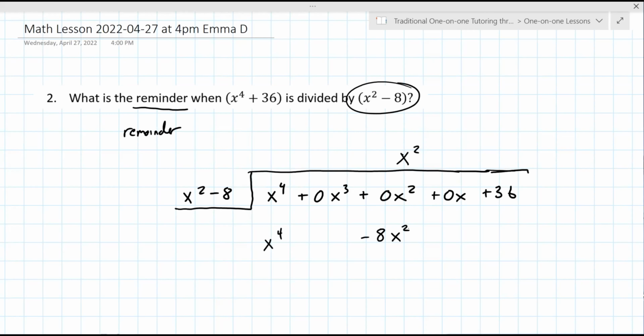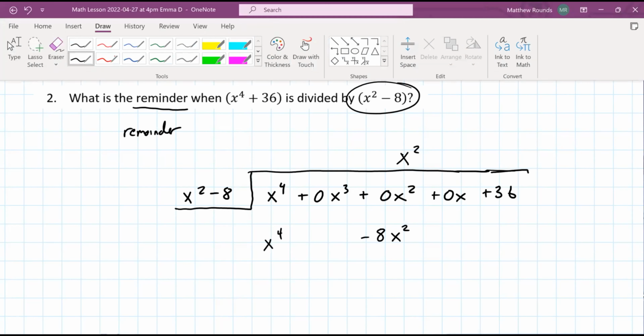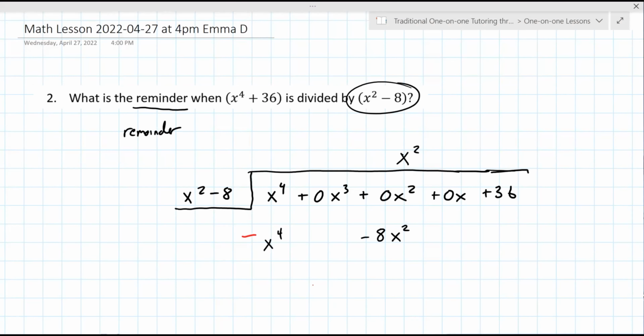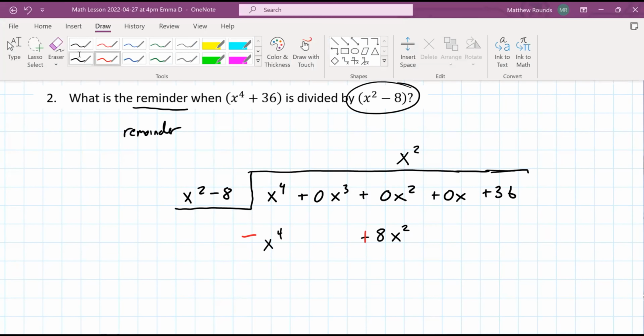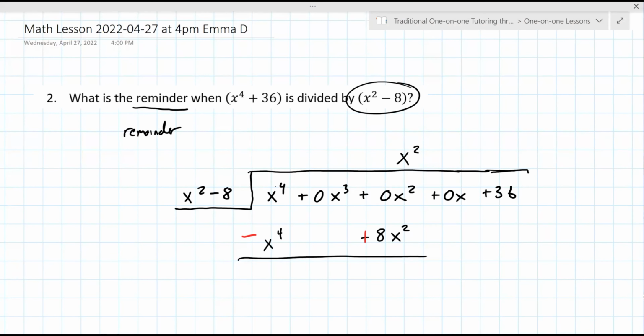And then my preference here, you'll see me do this, I'll switch colors here, is I like to change the sign of each, and then add them up rather than subtract. So it's x to the 4th plus minus x to the 4th, that's 0. The leading one is always supposed to be 0. This is 8x squared. You bring these down.